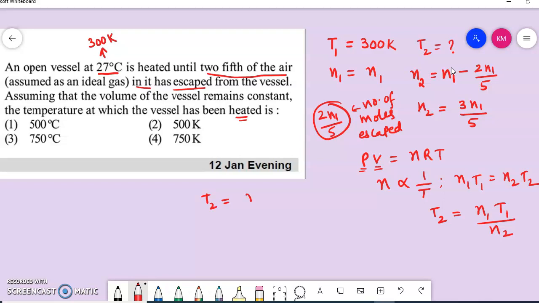T2 is equal to N1 only, but T1 we have 300 Kelvin, upon N2 we have 3N1 upon 5, right? N1 gets cancelled. So T2 will be equal to 5 by 3 into 300. So this will give you 500 Kelvin. So 500 Kelvin is the answer. So option 2 is the correct answer for this.